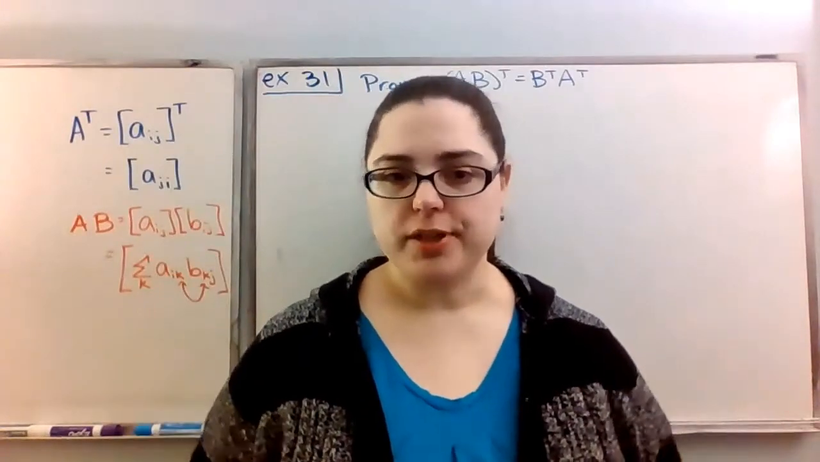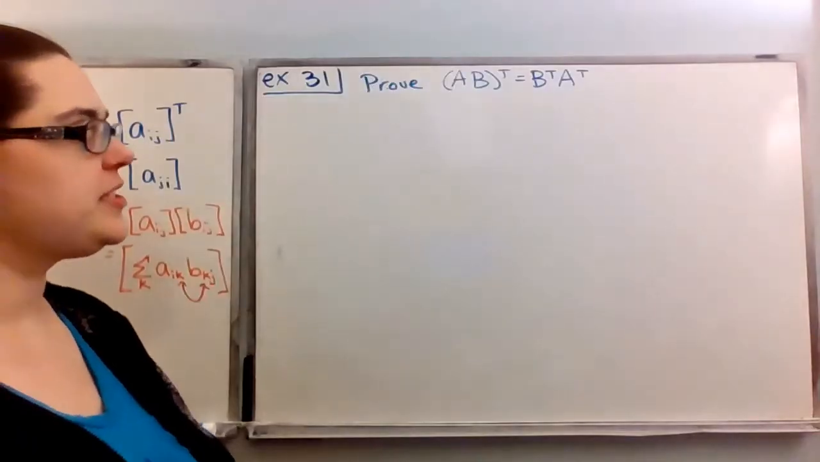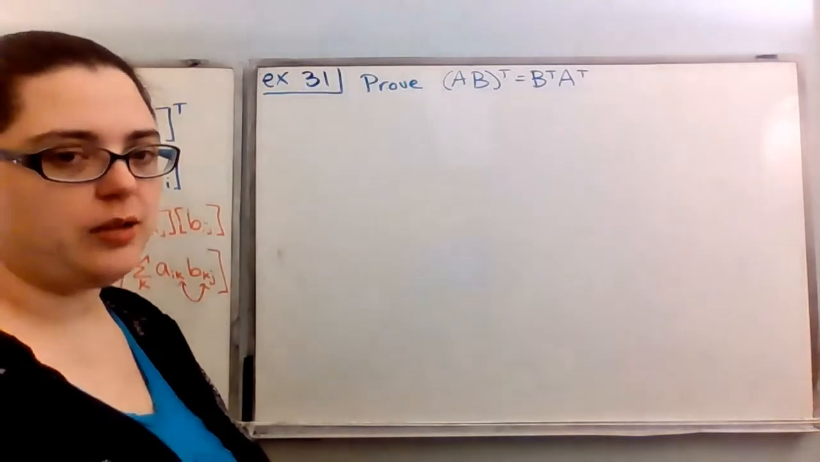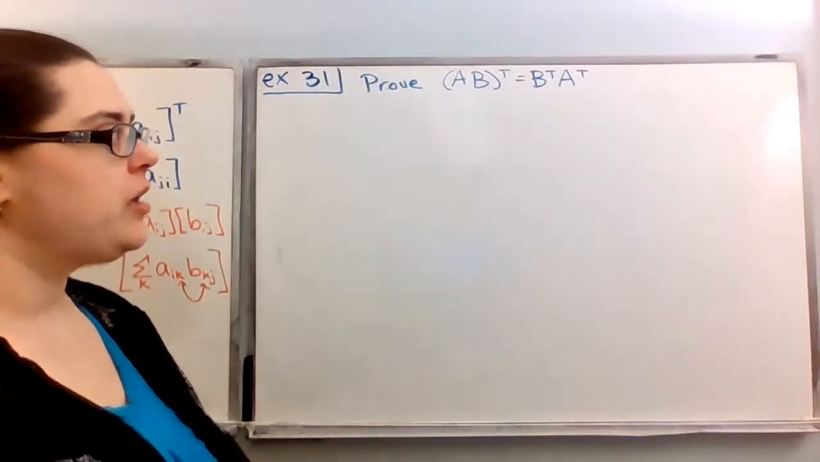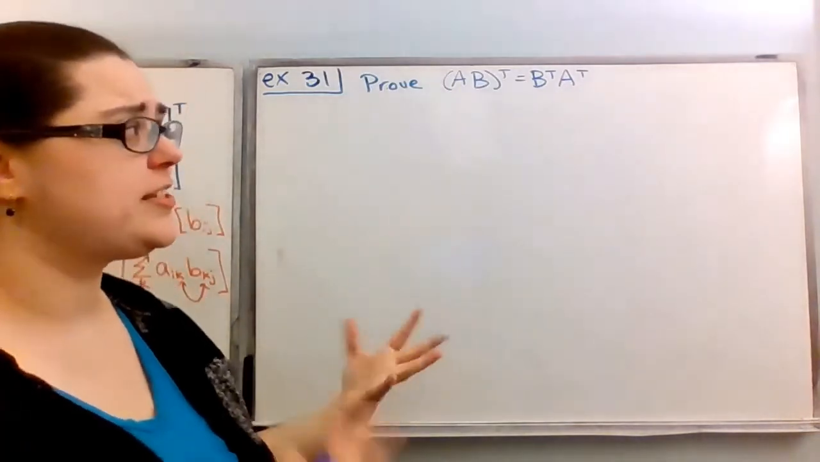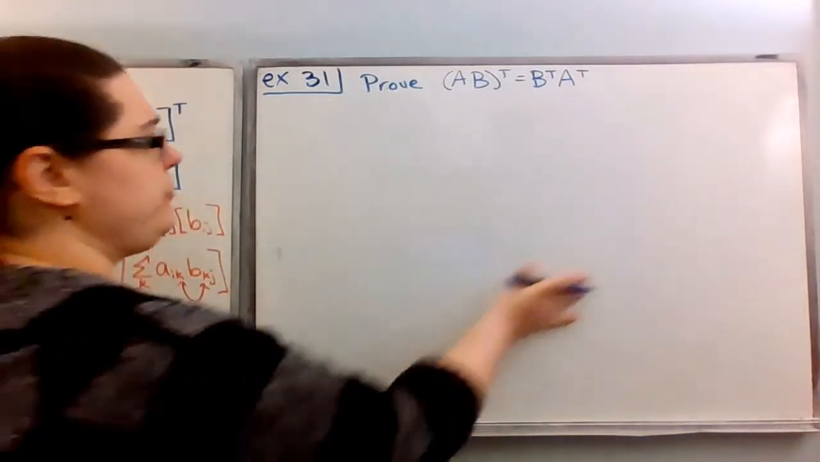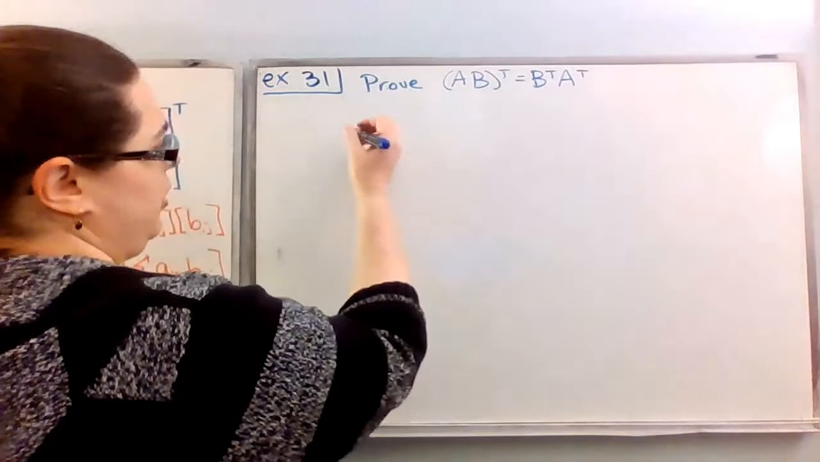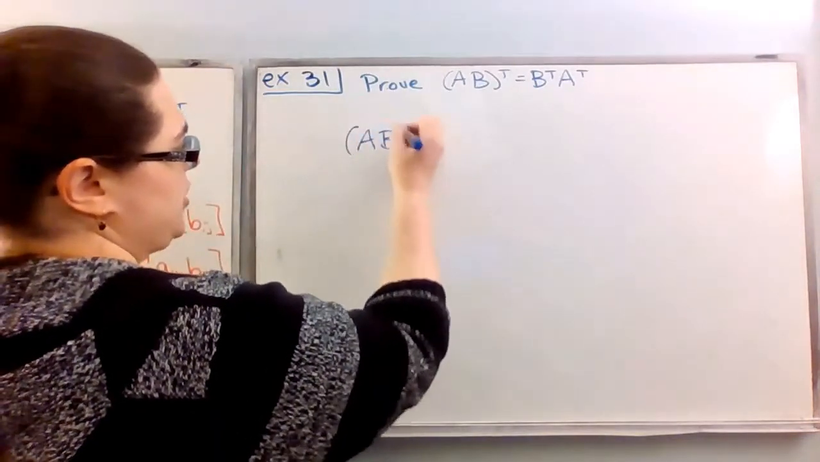So that's what we're going to do here. We're going to start out. We have to decide which side of this equation to start out with. So I'm going to start with the left. Usually, the left is a good place to start if they seem about the same. And so I'm going to start out with (AB) transpose.